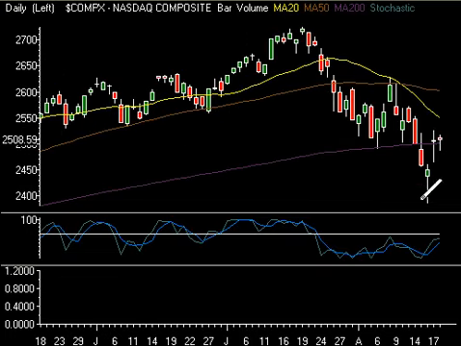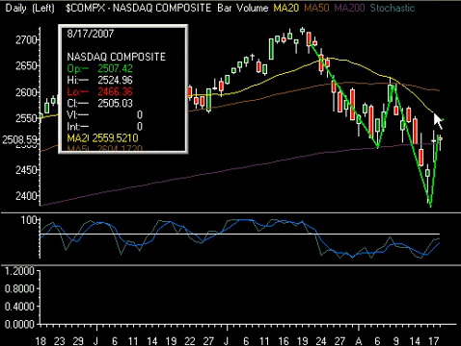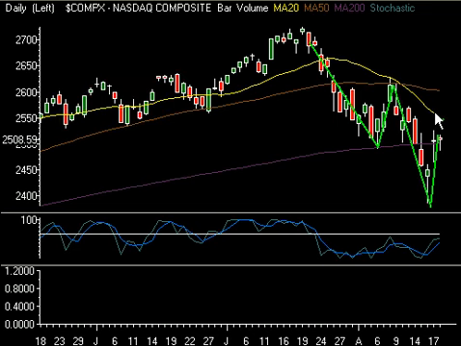Let's look at the daily now. Here you got the daily. This is a wave down, a wave up, a wave down, and now a wave up here. My guess is we top out somewhere around here, folks. So look for a possible move in the Nasdaq up to the 20 moving average of about 25.59. That could be as much over the next week or so.